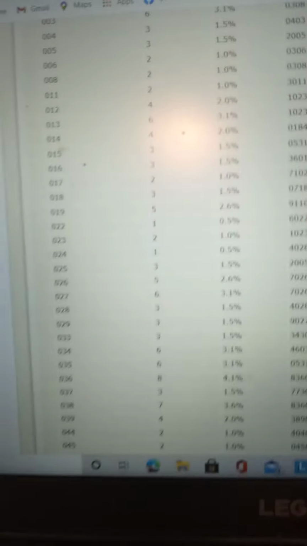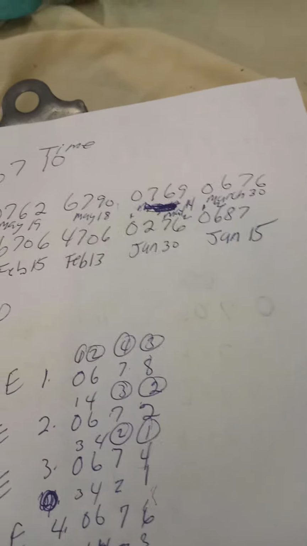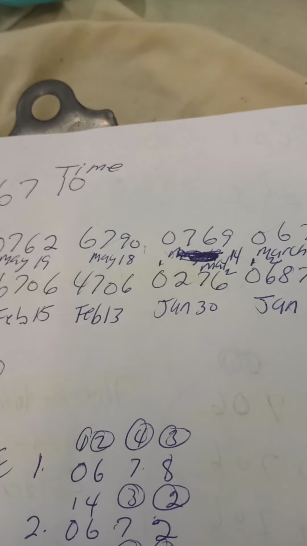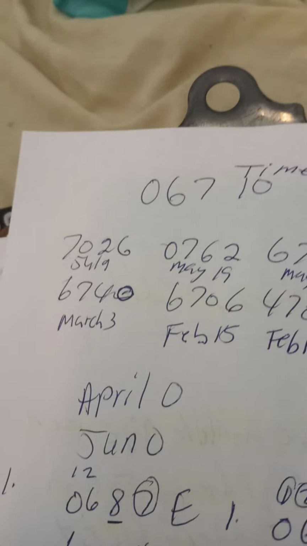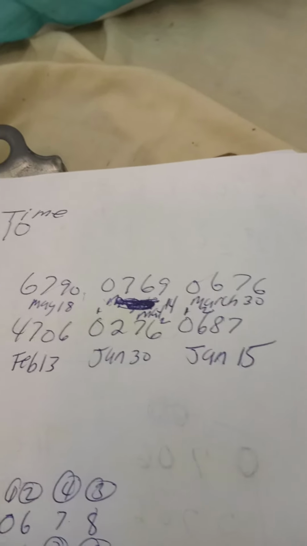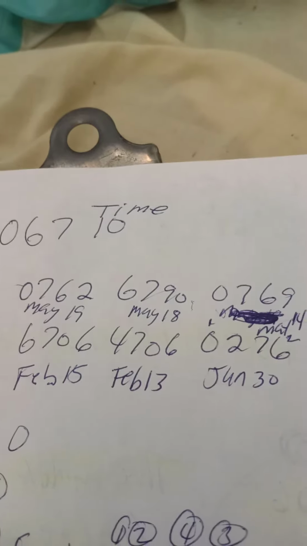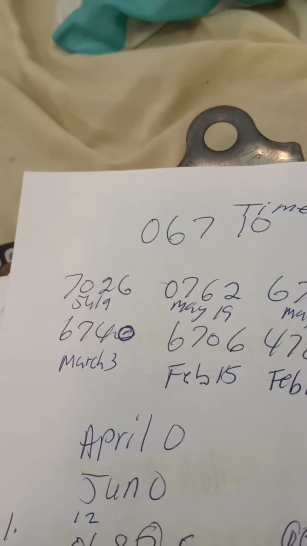Now, okay, so we've seen 067. On my sheet, we've seen the numbers right here, right? 7026 and all that. All these numbers have been out down here. I already did my research. January 15 came 0687. January 30 came 0276. 4706 came up. February 13, February 15, 6706. March 3rd, 6740. And here we see 0687 came out March 30th. 0769 came out here, that's March the 14th, and then March 18th, 6790 came out, and then May the 19th, 0762 came out, and 7026 came out July the 9th.